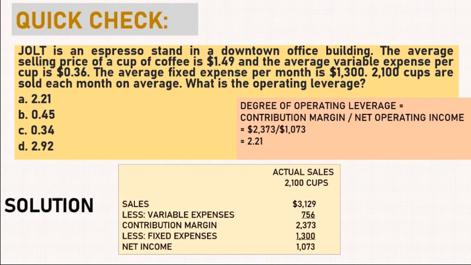As you can see, the total contribution margin is $2,373 with a net operating income of $1,073. So we just have to divide the contribution margin by the net operating income. So the degree of operating leverage is 2.21.